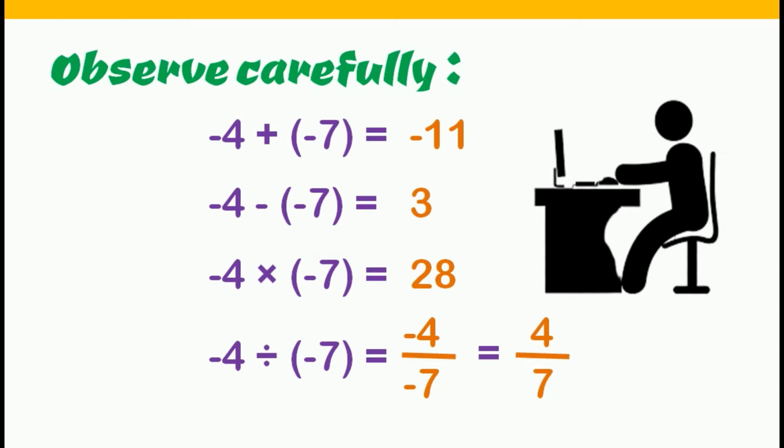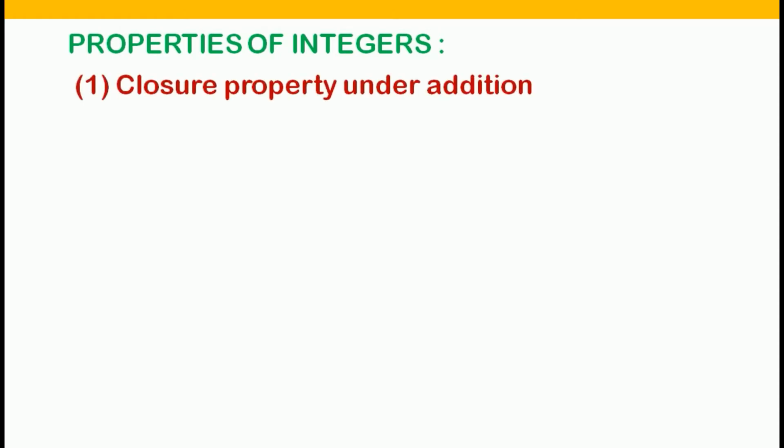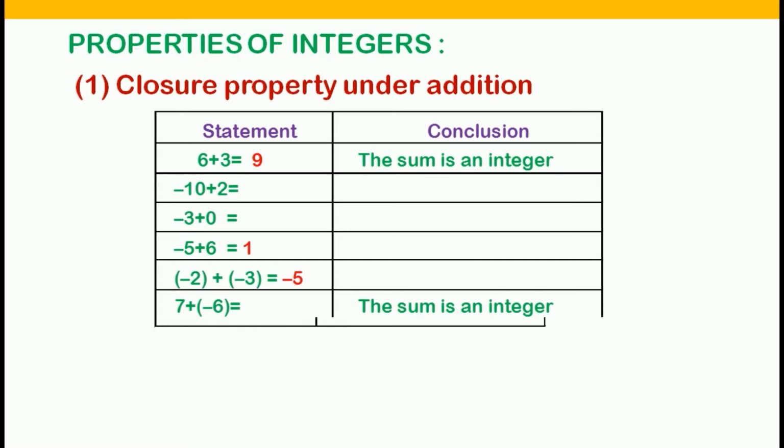So with the use of these 4 basic operations, we learn properties of integers. So the first property is closure property. So closure property under addition. So now look at the table, complete the table. First column is statement and the second column is conclusion.